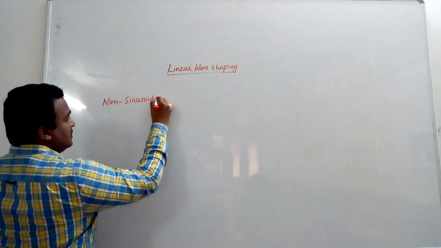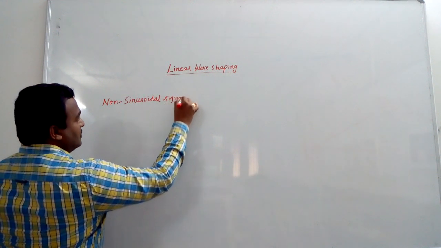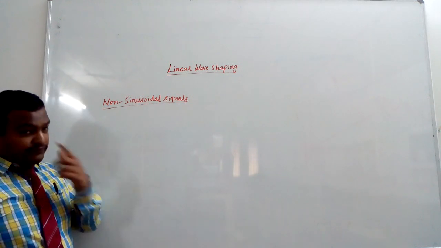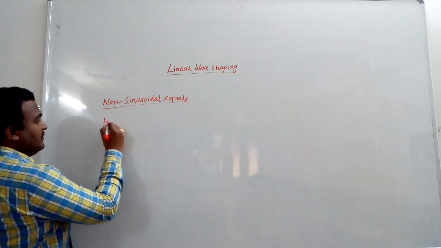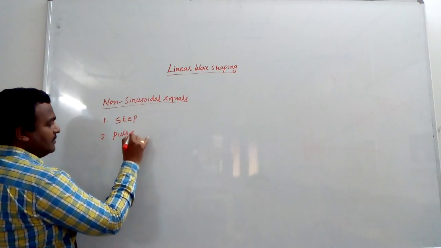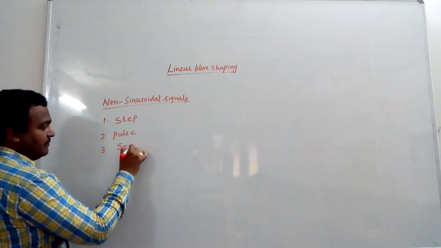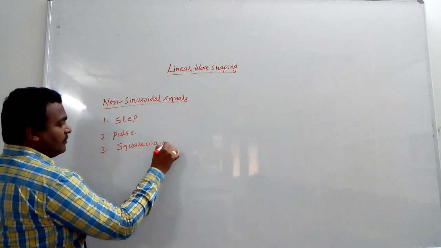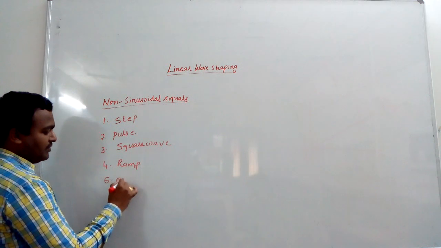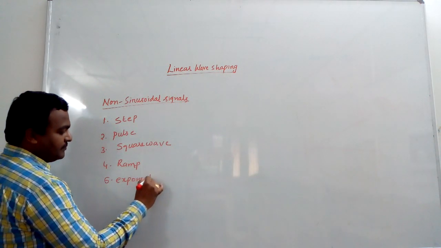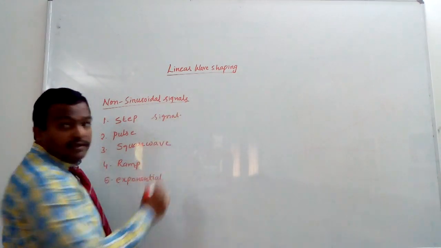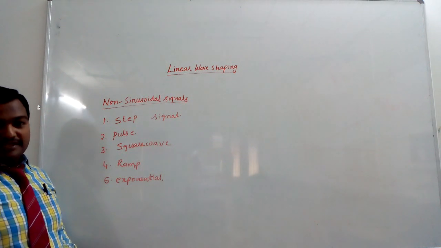Non-sinusoidal signals. First we can define the step signal. Second, the pulse signal. Third, the square wave. Fourth, the ramp signal. Fifth, the exponential signal. So these are the different types of non-sinusoidal signals we can define.